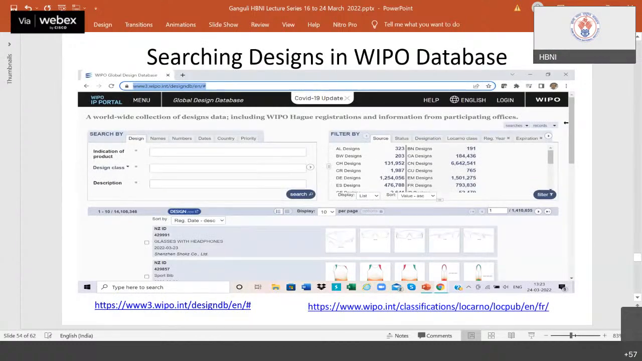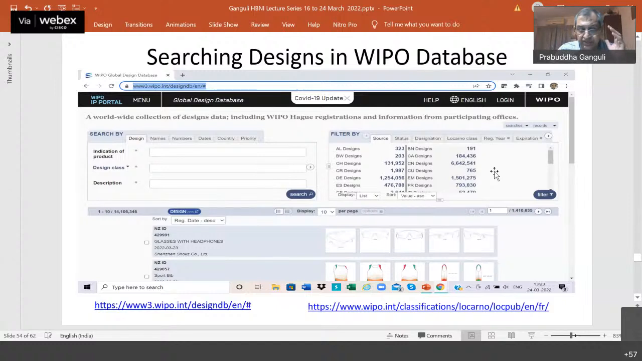This is the database. You just saw that screen. I just took a screenshot and put it here. So that is how it is. And you just saw how easy it was to click on the country here, filter it with that country, and then you got all the results. Very simple. For designs, it's very simple. Patent, it's a bit complicated.